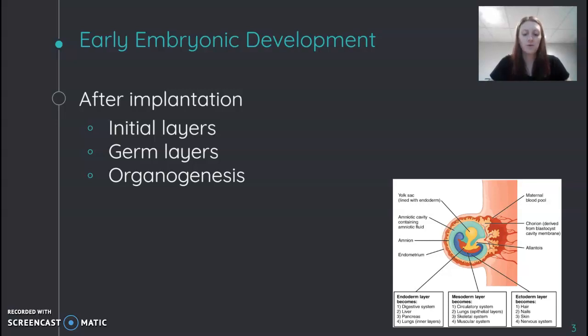Gastrulation will occur after about 3 weeks. This process transitions the developing embryo into 3 germ layers: the endoderm, mesoderm, and ectoderm. The endoderm will form the epithelial linings of the lungs, digestive tract, as well as the liver and the pancreas. The mesoderm will become the musculoskeletal system, blood vessels, heart, and kidneys, while the ectoderm will form the central and peripheral nervous systems. Lastly, organogenesis will take place. This is the process of forming the major organs, which takes place between the 3rd and 8th weeks of pregnancy.